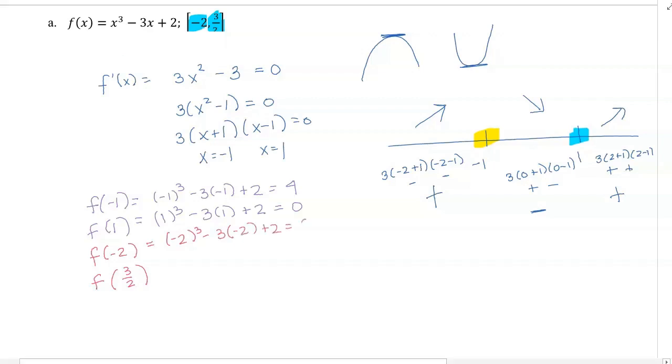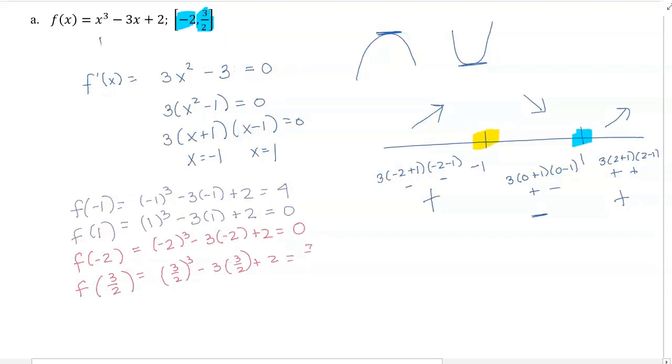This is 0. And finally, (3/2) cubed minus 3 times 3/2 plus 2. This equals 7/8. We are looking for the smallest and largest values on this interval. (1, 0) and (-2, 0) are the minimums. And (-1, 4) is the maximum because it is the largest output value.